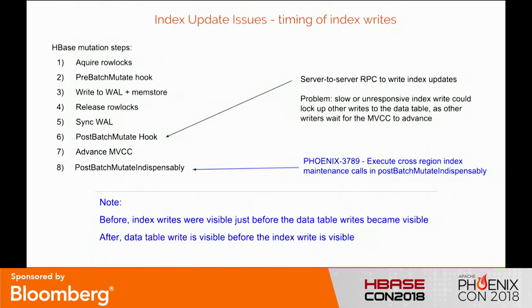So for those of you that know MVCC, you know that when you increment the MVCC, that's when your write actually becomes visible, right? And so this obviously changes the semantics a little bit. Before, our index writes were visible just before the data table write became visible, because we were writing in step 6. But now, since we're writing in step 8, our data table write becomes visible before our index table write. Now, obviously, the gap between all these should, in theory, be pretty small, but there is a gap, and this is the problem with non-transactional indexes: you're always going to have this small gap, and we sort of changed where that gap is here.